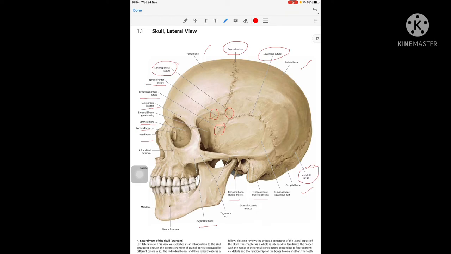First of all, we talk about the lateral view of the skull. It's called norma lateralis because this view was selected as an introduction to the skull because it displays the greatest number of cranial bones, indicated by different colors in B. The individual bones and their salient features, as well as the cranial sutures and apertures, are described in the units that follow. This unit reviews the principle of structure of the lateral aspect of the skull. The chapter as a whole is intended to familiarize the reader with the names of the cranial bones before proceeding to final anatomical details and the relationships of the bones to the teeth, described in a separate unit.